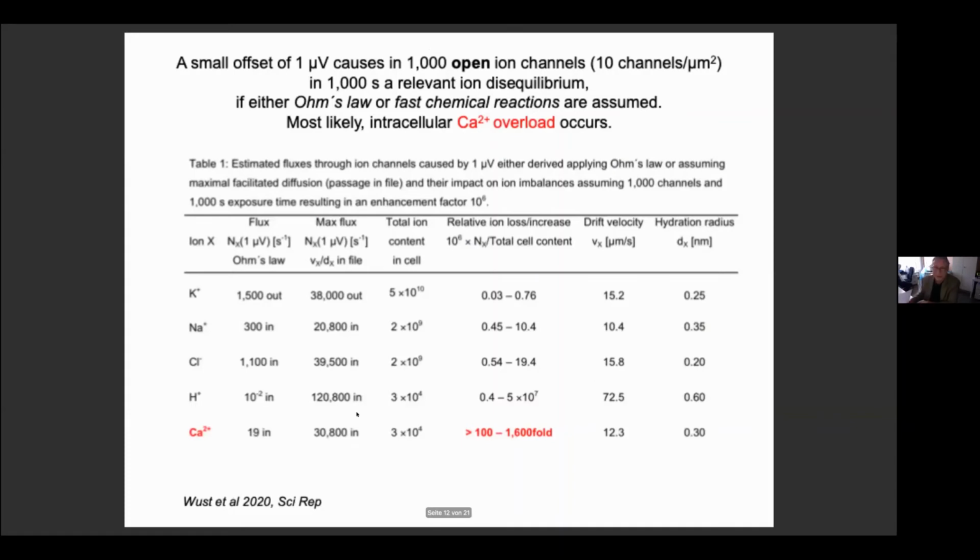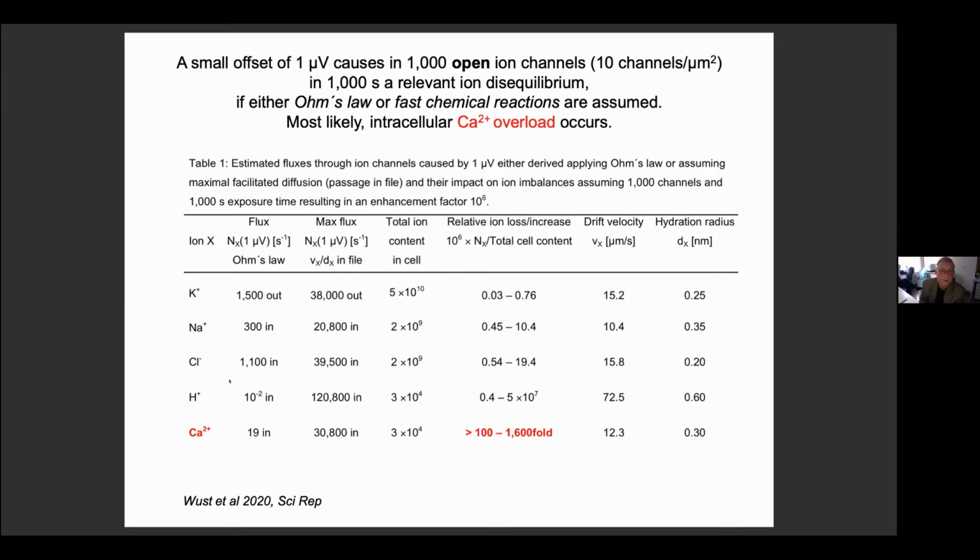We have calculated ion fluxes, assuming 1,000 open ion channels for 1,000 seconds, which might be a realistic assumption for a cell. And we see that for all ions, relevant ion disequilibrium or imbalances can occur, but especially for calcium.